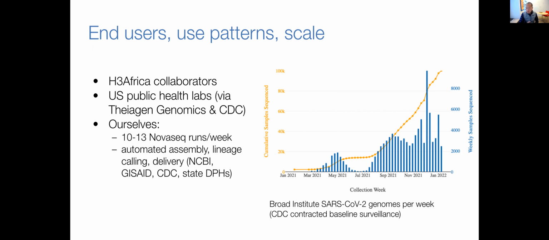I do think we have someone from Theogen on the line here who might be able to speak to some of the other use cases, domestically at least. But obviously we use it in our own house. And for us, the heaviest use has been for our CDC surveillance contract that we've been doing over the past year, where we'll sequence anywhere from 5,000 to 10,000 SARS-CoV-2 genomes per week. So that's like a dozen NovaSeq flow cells that we're analyzing.